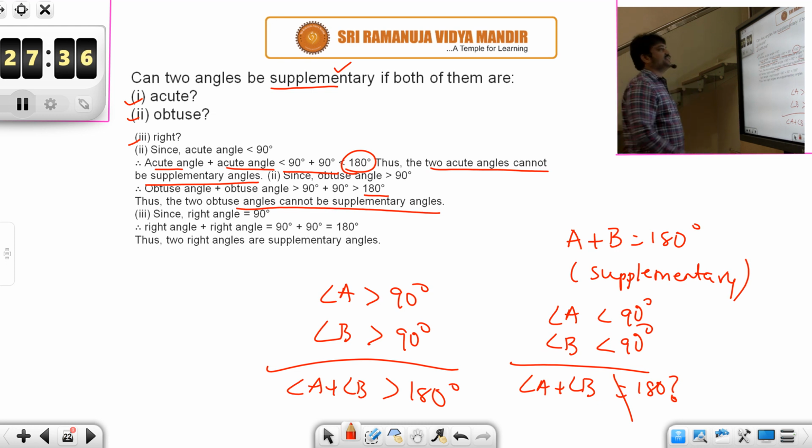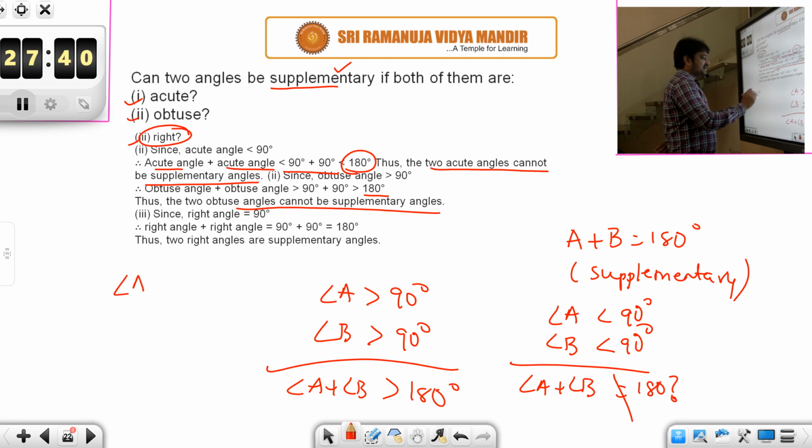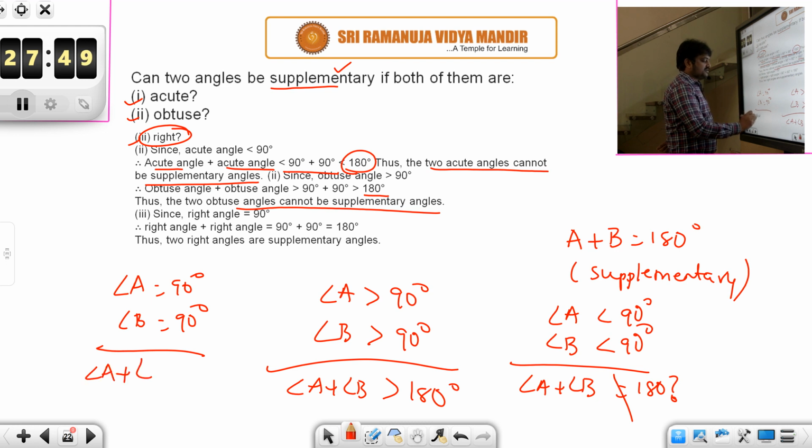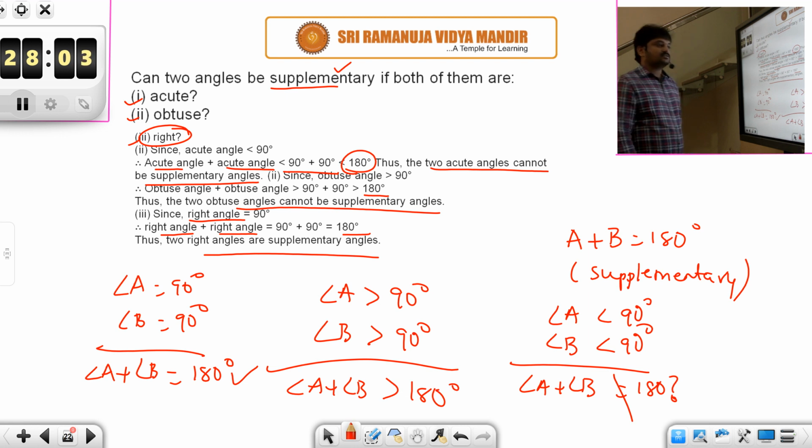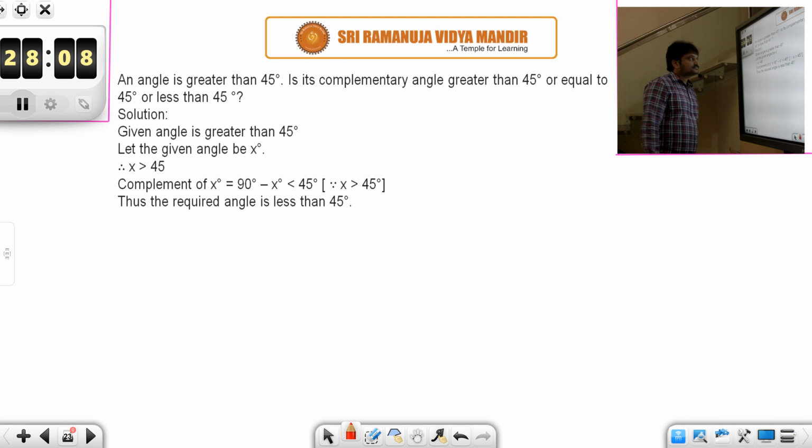Okay. And then, if both of them are right, what do you mean by right? Angle A is 90 and angle B is 90, then what will be their sum? Angle A plus angle B is 180 degrees. Yes, this is true. Hence, right angle plus right angle is 180 degrees, thus two right angles are supplementary angles. Okay, hope this is clear. So let us move to the next question.